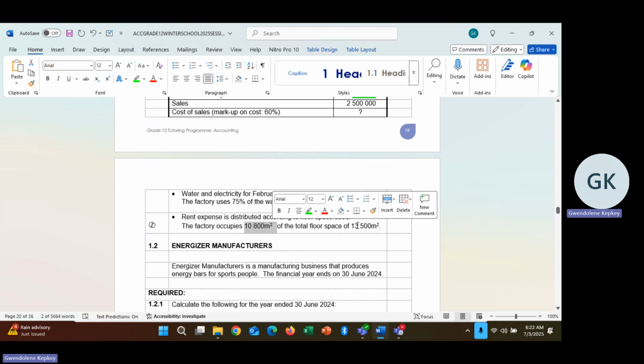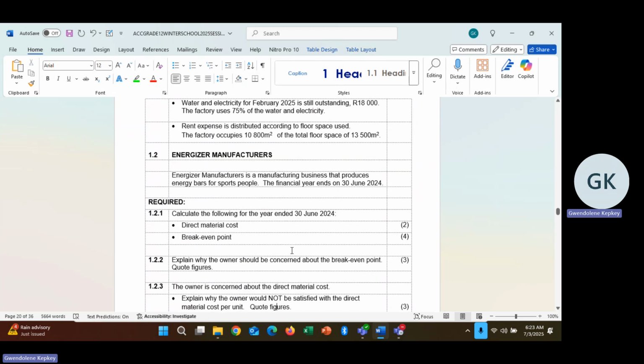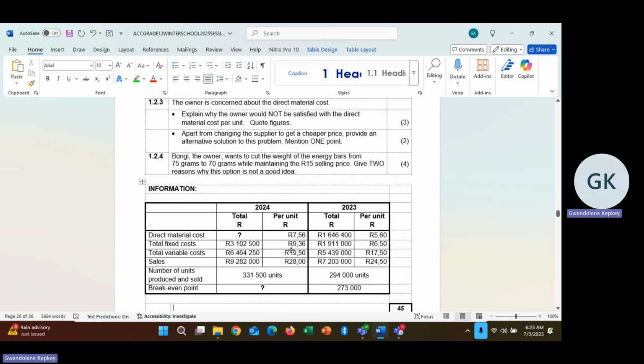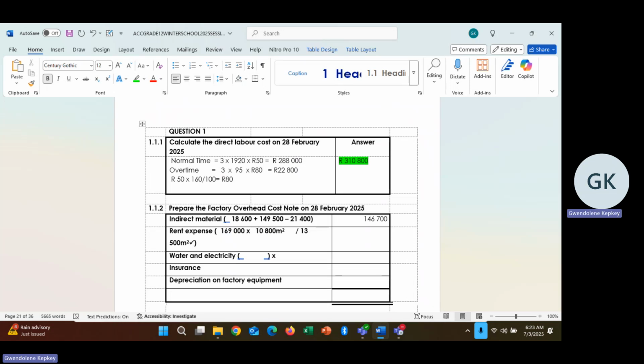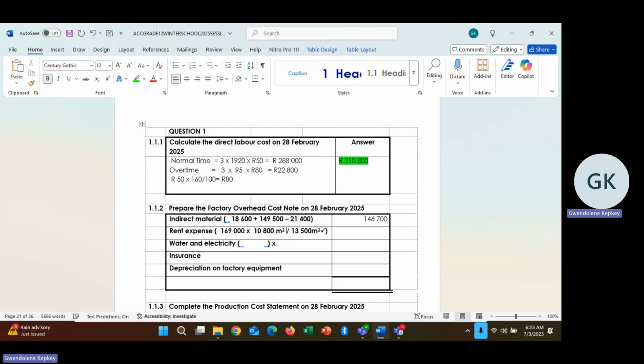So what will we do? That will be our denominator. That will be our numerator, to find out what percentage, in this case in Rand, the business is using to do its operations for the factory. So here will be 10,800. I'm dividing it by the 13,500 square meters. If I do that full calculation, I come to a figure of 135,200.